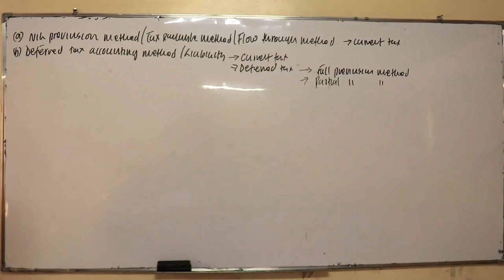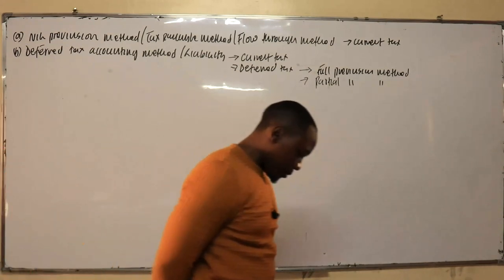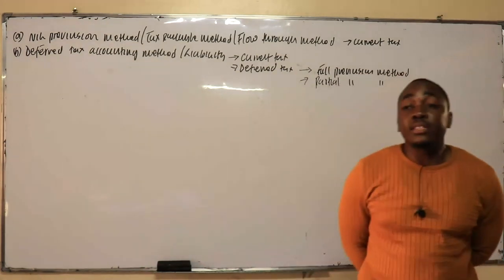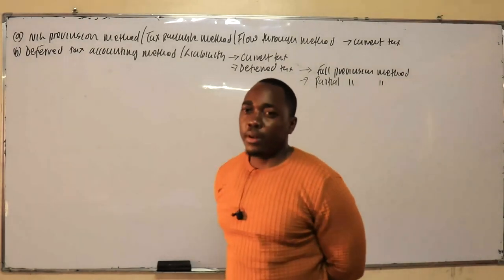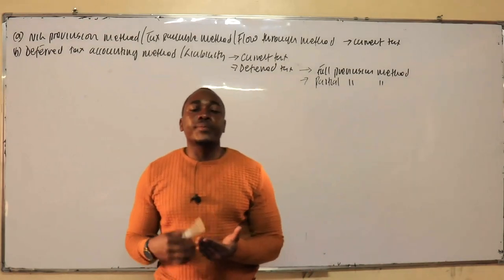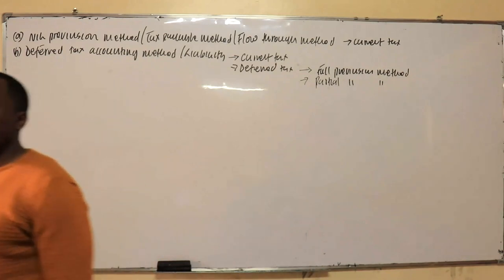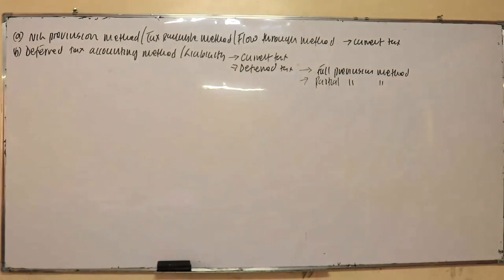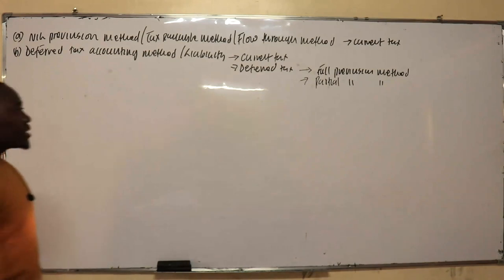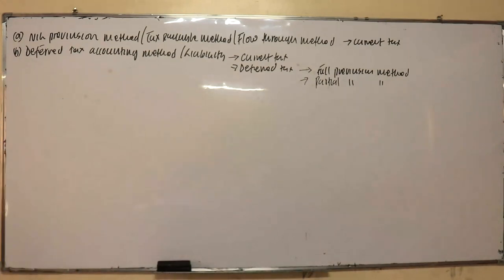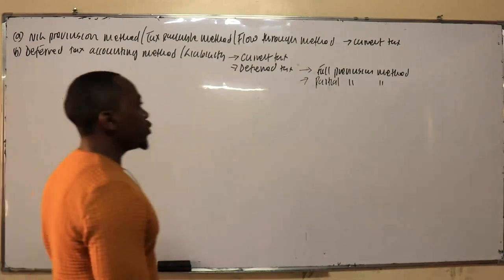Number B. Deferred tax accounting method, or liability method. This method recognizes both the current tax and the deferred tax. Full stop. Then you write that the deferred tax element can be determined using the following two methods.